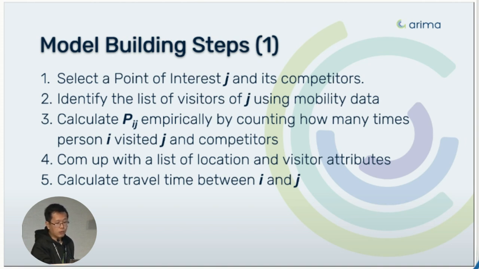You come up with a list of location attributes and visitor attributes. I had a little typo up there, but I'm sure you know what that means. So go through your stores, go through the list of data you have, and figure out what patterns, what features are important for your business that you want to understand. And you also want to calculate the travel time between location I and location J. You can get that very easily through an application like Google Maps, which is mobility data based as well. Or if you prefer, you can also use straight line distances to make it simple.